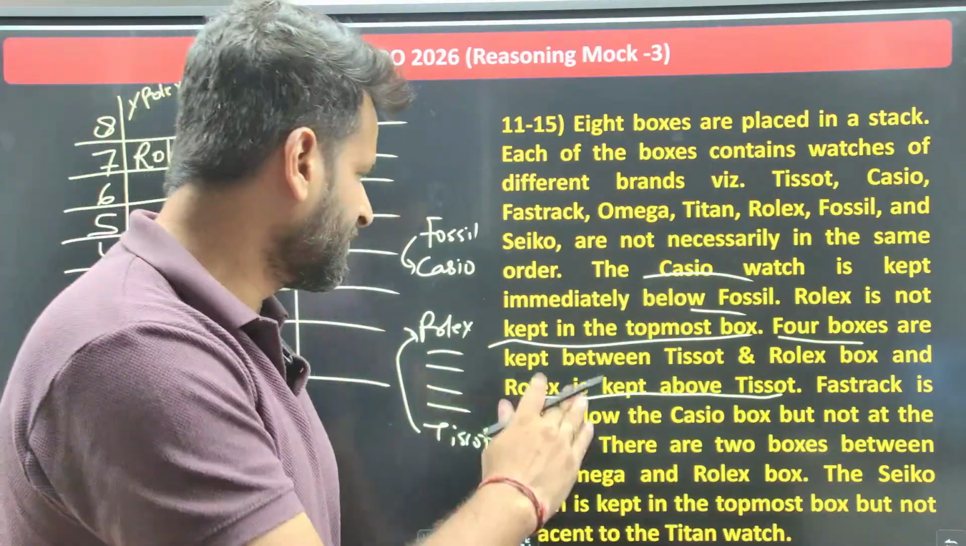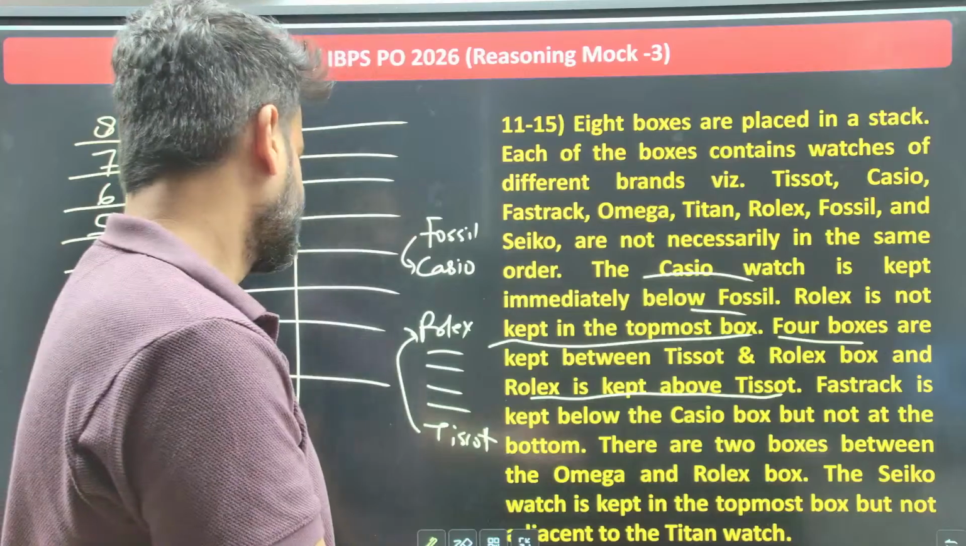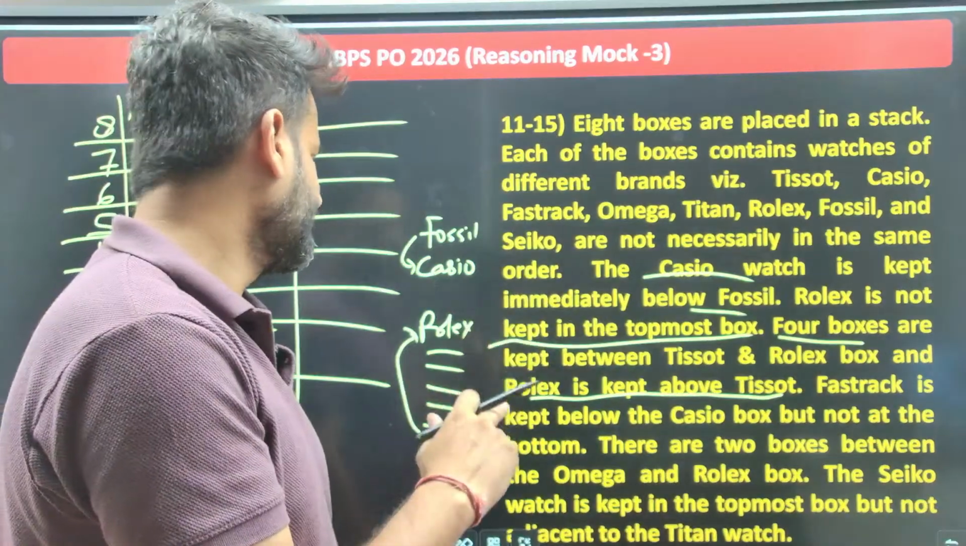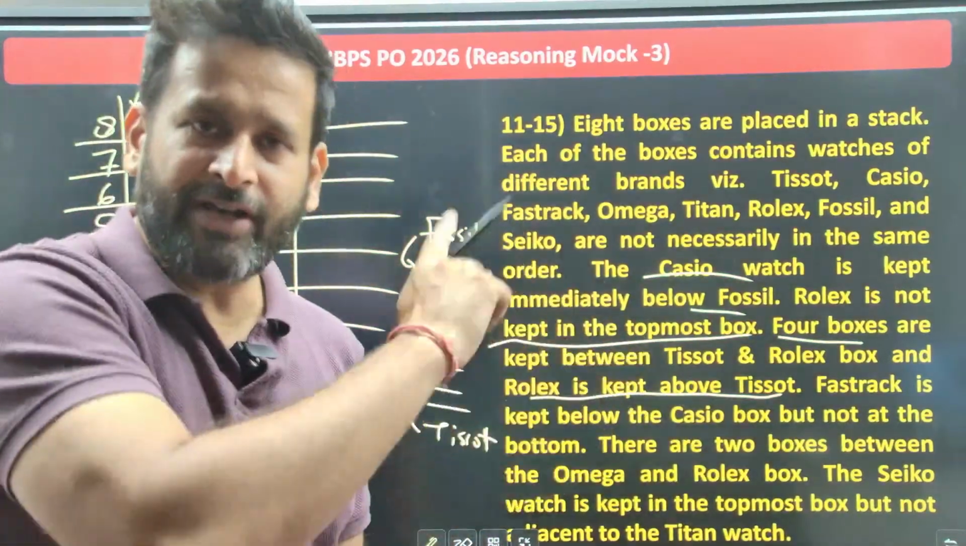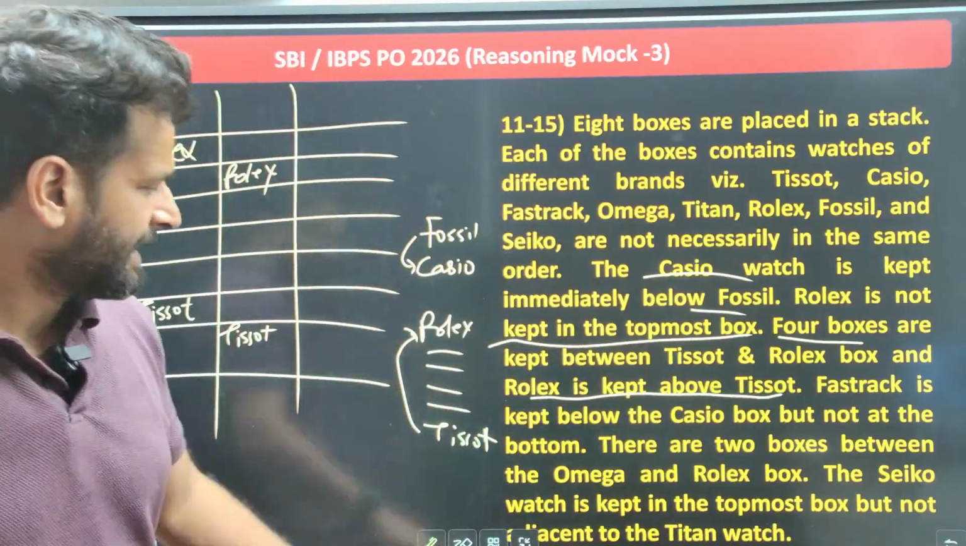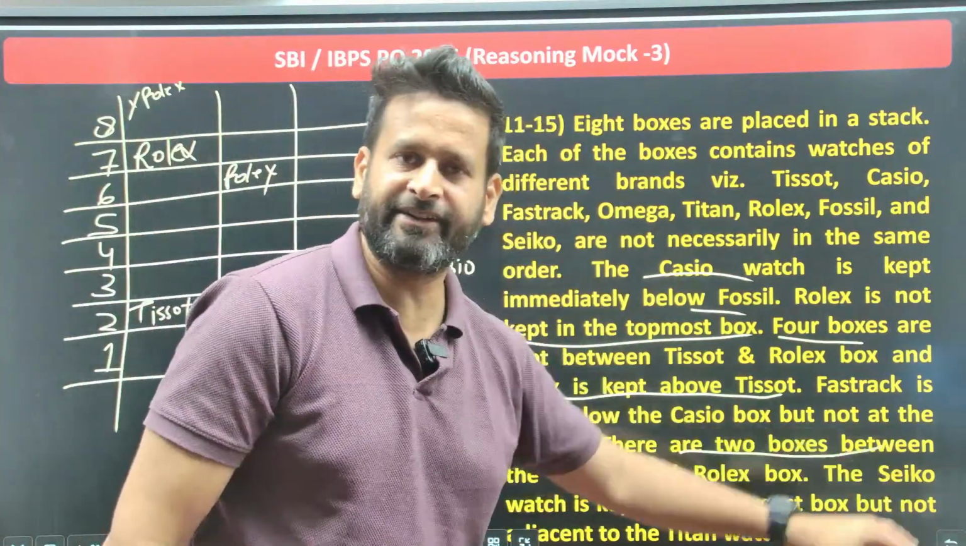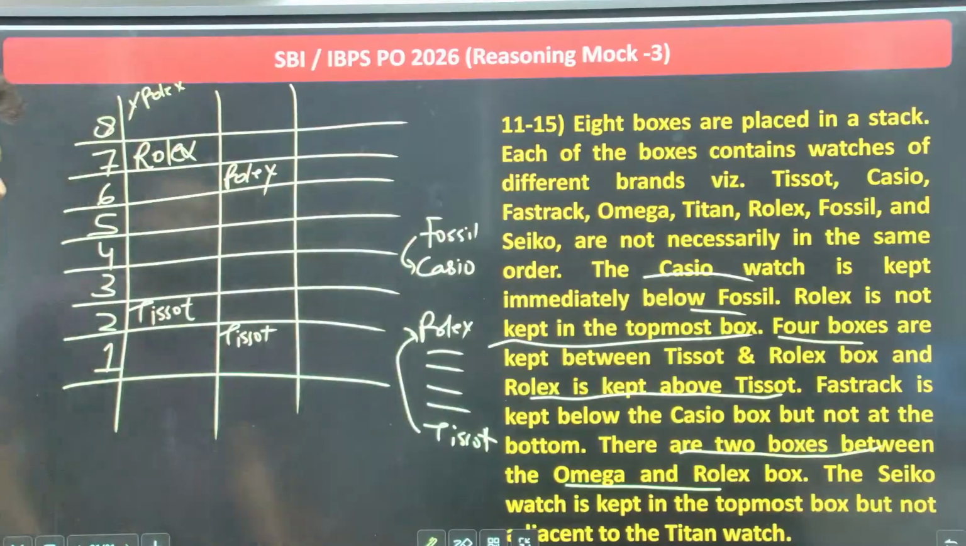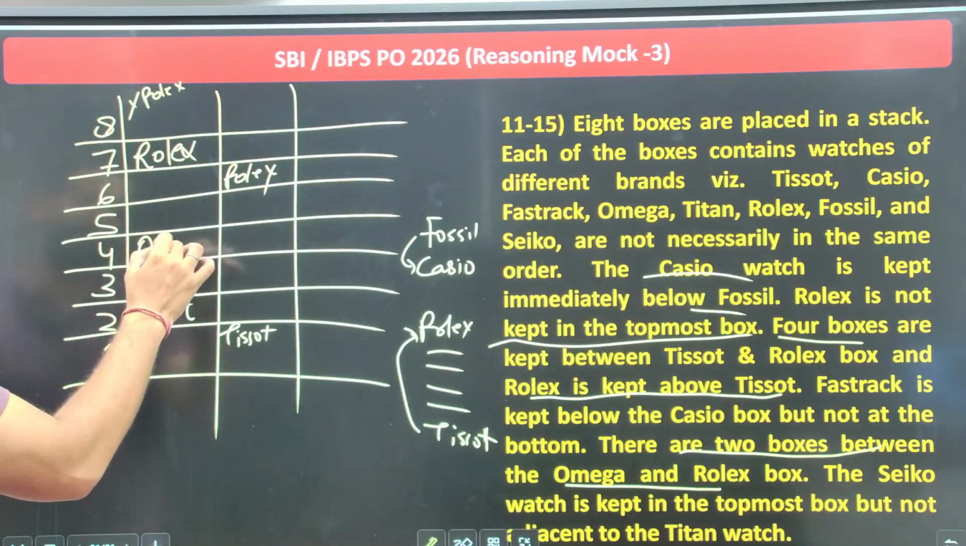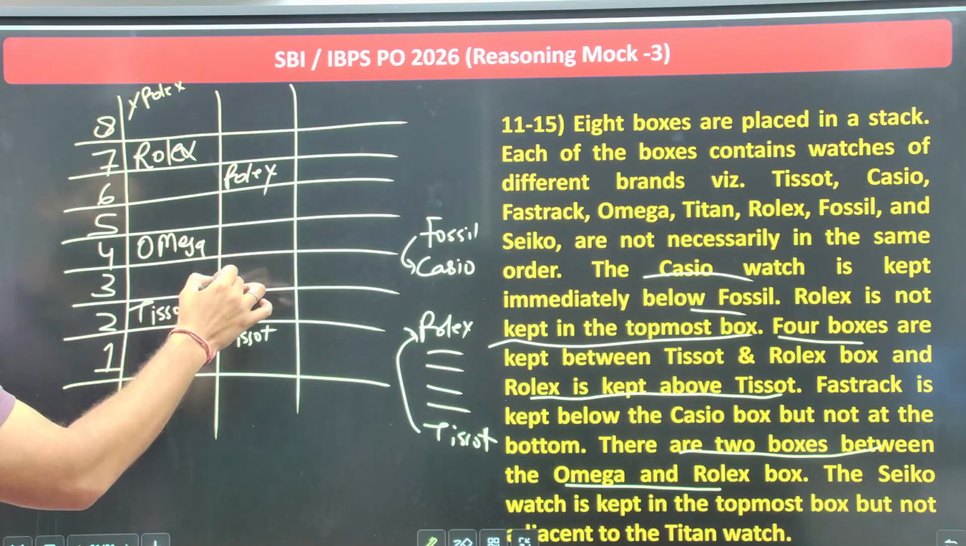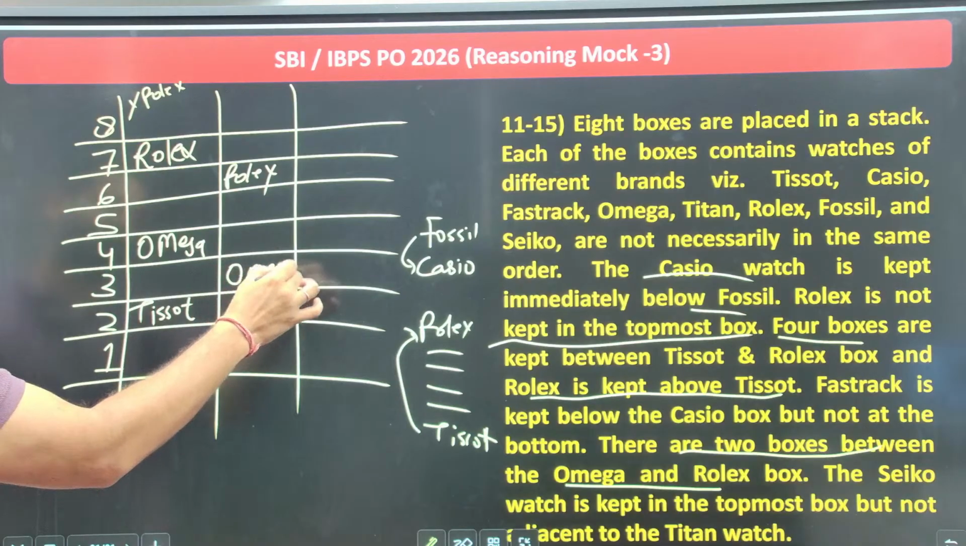Fastrack is below Casio but not at the bottom. There are two between Omega and Rolex. Because I have already placed Rolex, I will use this connected information. Two between Omega and Rolex. This will be Omega. This will be Omega. Okay.